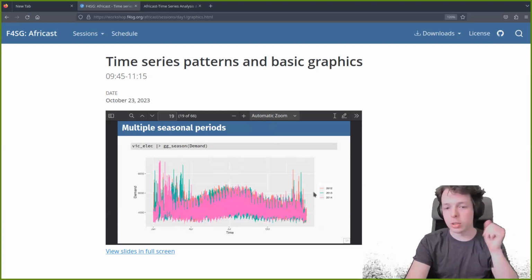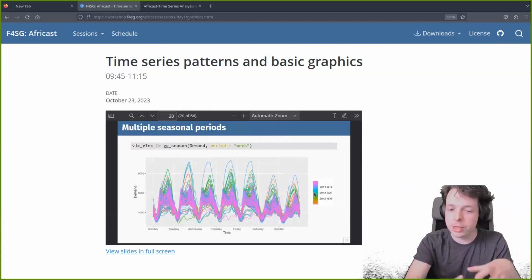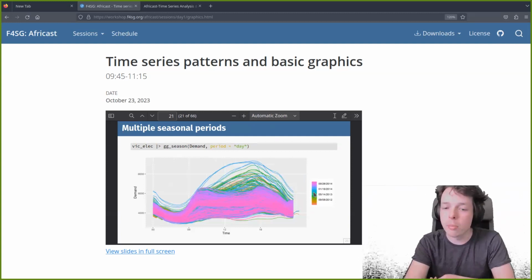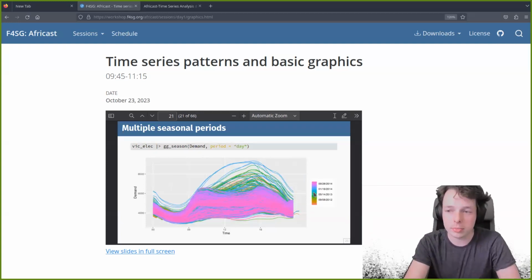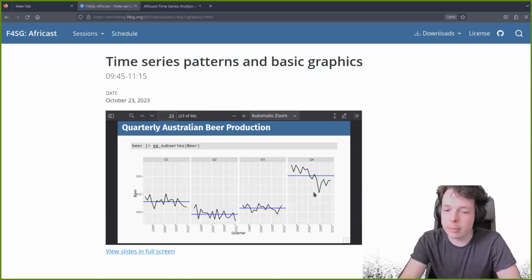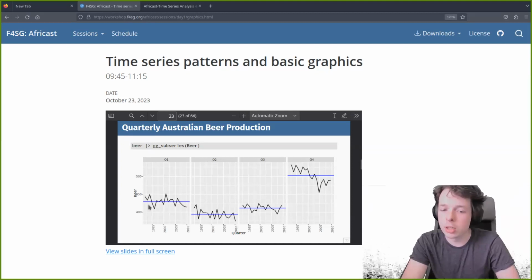We then saw season plots for very frequent time series observed every 30 minutes, and that posed some additional difficulties, but also revealed a lot more complex patterns in the dataset. We then, instead of wrapping over years, wrapped over quarters to give a sub-series plot. And this was especially important for seeing how the seasonal pattern might be changing over time. So in the beer time series here, we could see that Q4 was decreasing, while Q1, 2, and 3 were fairly flat.